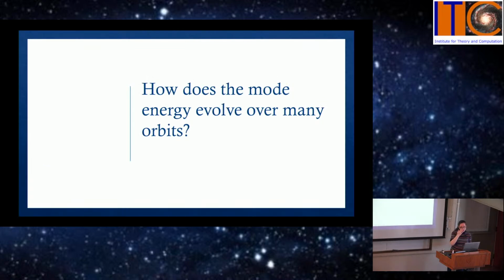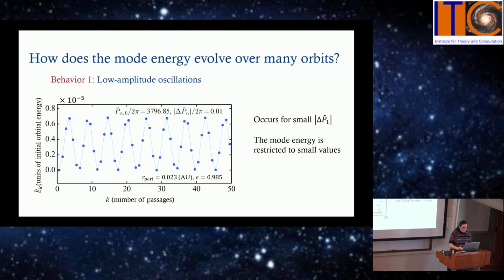So we can ask how the mode energy evolves over many orbits. And as I mentioned, there's a few types of behavior. One is if this phase shift is small, then you just have this low amplitude oscillation. Here K is the number of passages, and this is the energy that's in the fundamental mode of the planet. Over multiple orbits, it just does this gentle back and forth between the planet and the orbit, and it's restricted to small values.